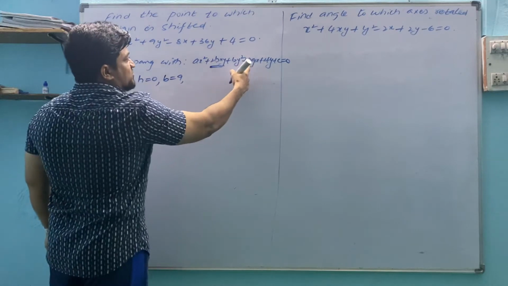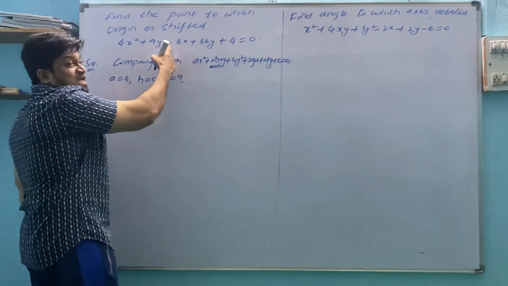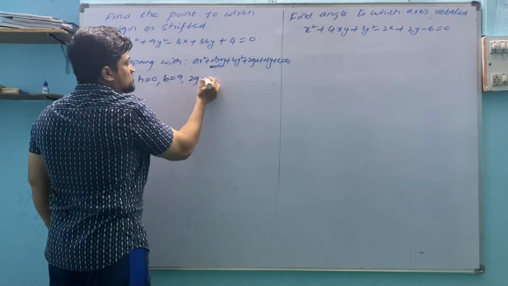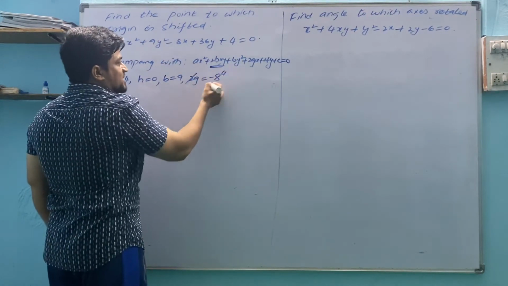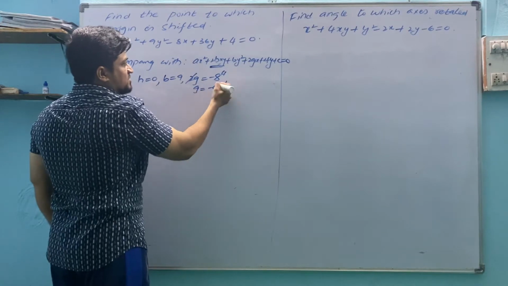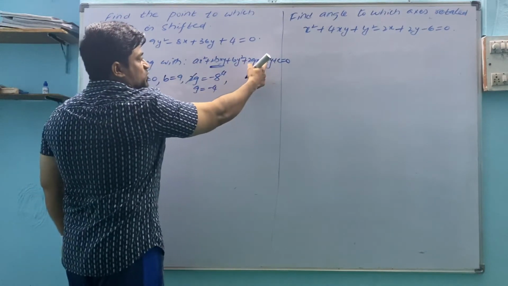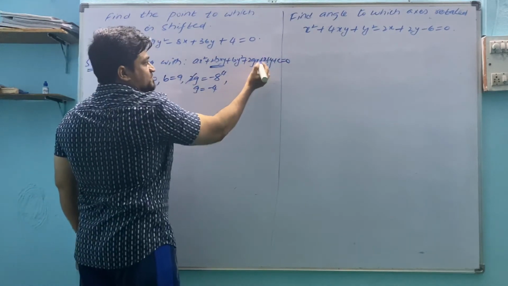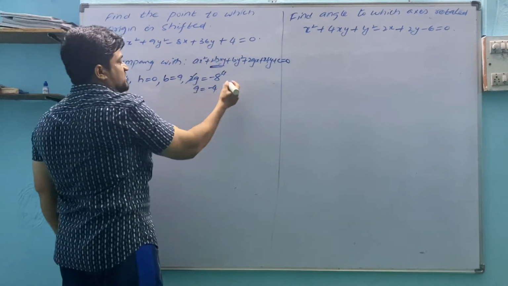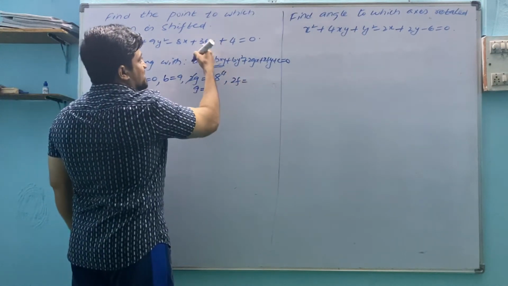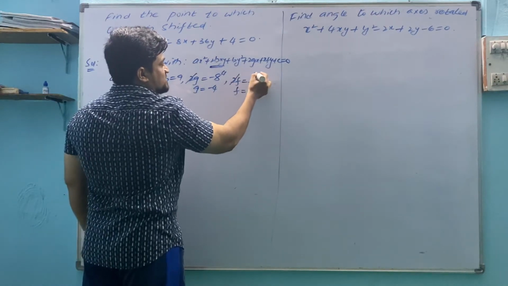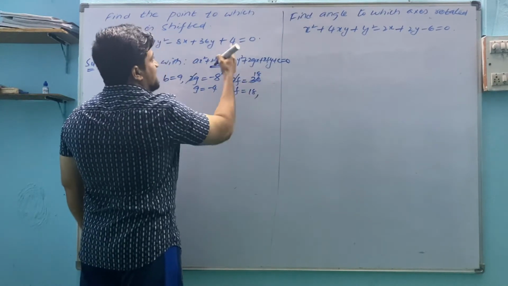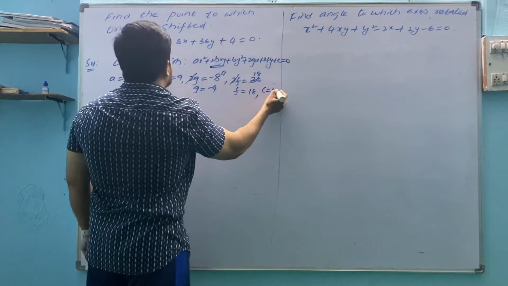Next, the x coefficient is 2g, and here the x coefficient with the sign is minus 8. So 2g is equal to minus 8. With sign you should write. So 2 4s are 8, g is equal to minus 4. Then with y, 2f is there. So 2f is equal to 36, f is equal to 36 by 2, which is 18. Then the remaining is the c value, c is equal to 14.